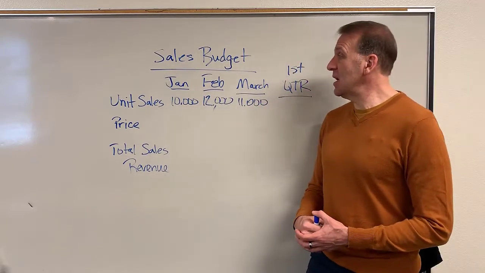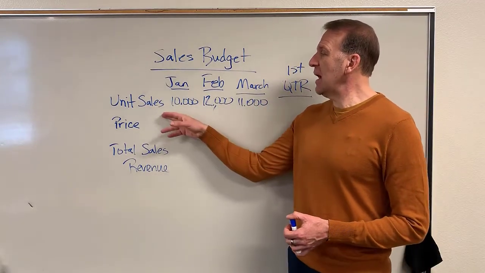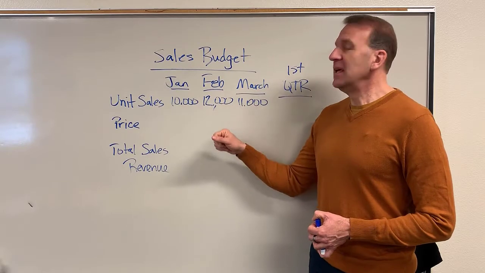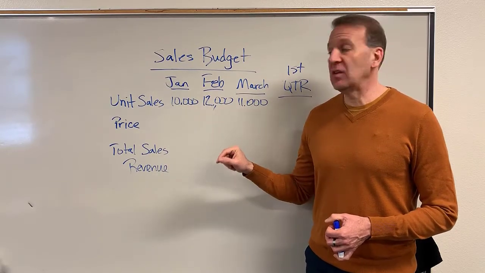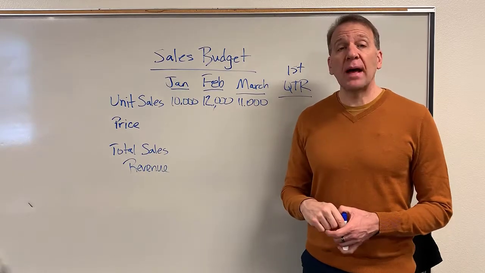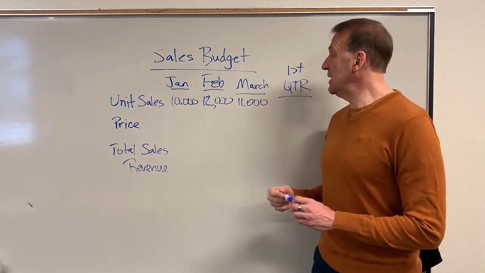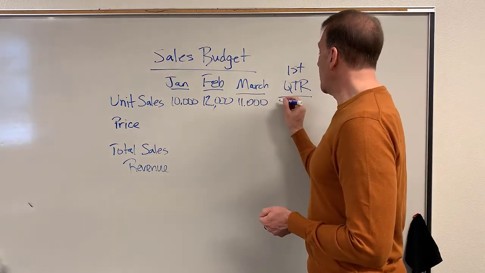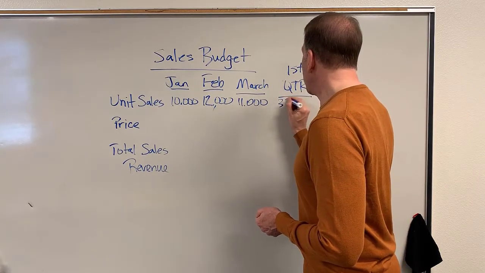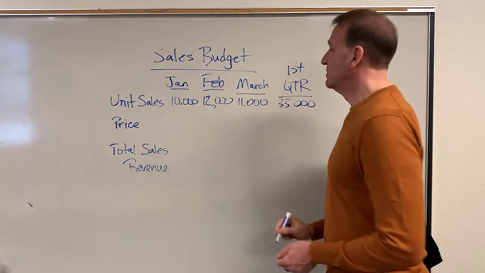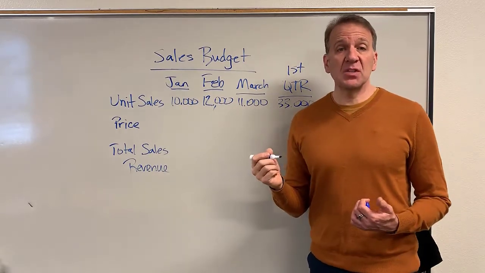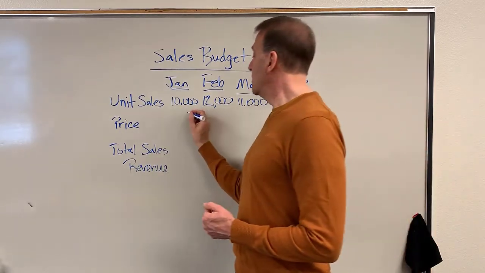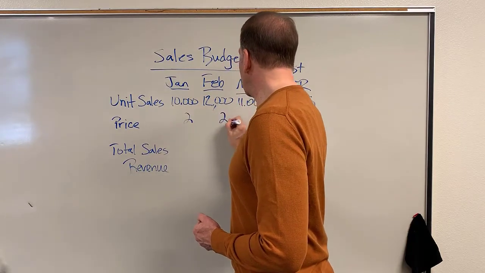And now, as you can see on the board here, I have my unit sales for the first quarter. In January, I'm predicting that my sales are going to be 10,000 bags. In February, 12,000 bags. And in March, 11,000 bags. So for the quarter in total, that's going to be 33,000 bags. Okay, so this information would need to be given to you. And then I said the price was $2 per bag. So I'm going to plug in here $2.